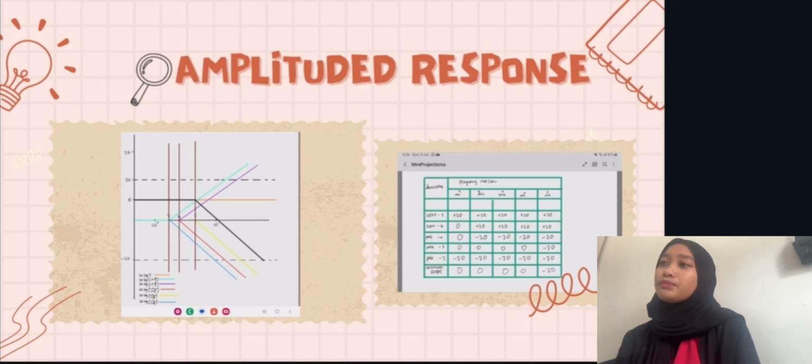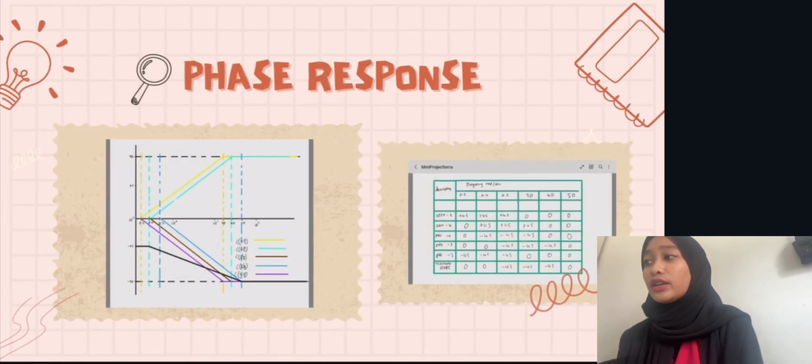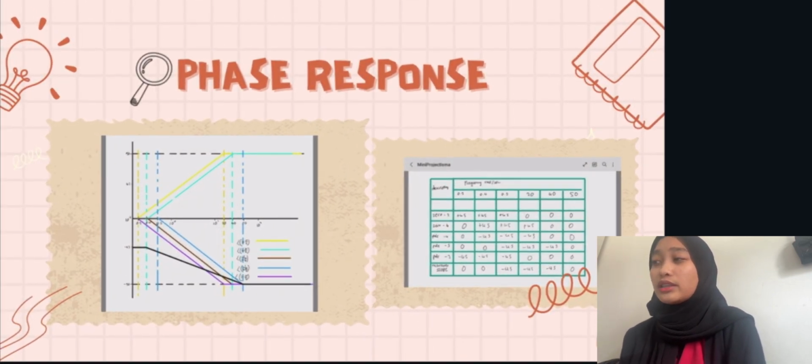The difference between the amplitude and phase response, you can see in the table. The amplitude is 20 at the zero and negative 20 at the poles, while for the phase response we use positive 45 at the zero and negative 45 at the poles.